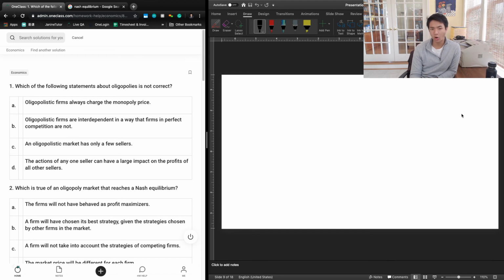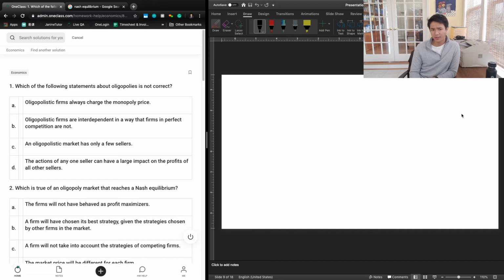Oligopolistic firms are only going to charge the monopoly price if they collude, right? If they can collude and charge the optimal price of a monopoly, then they would charge a monopoly price. But in a lot of cases, they're not going to collude, and therefore they would charge prices that would be somewhere in between the competitive equilibrium price and the monopoly price. So A is the correct answer, but let's just take a look at the other ones just to be sure.